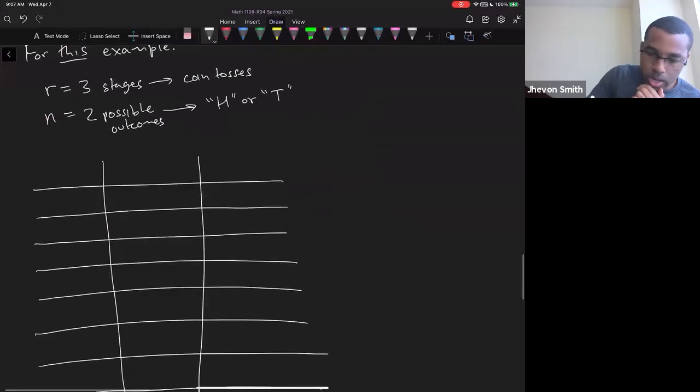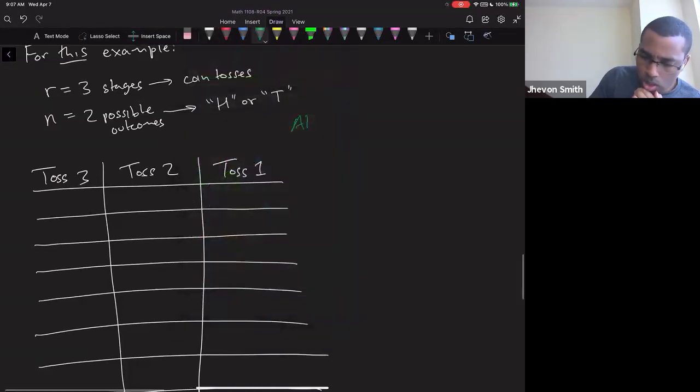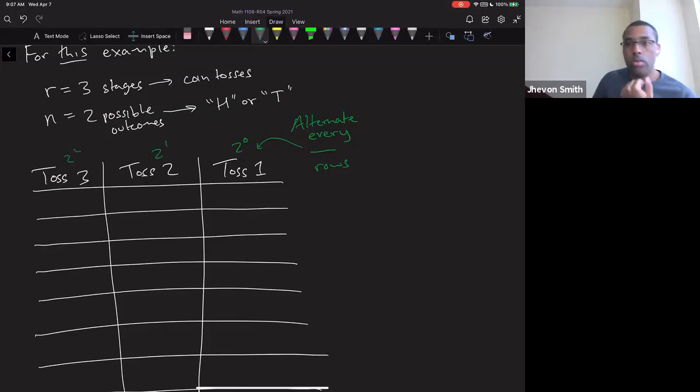7, 8. And now here, let this represent, say, toss 1, toss 2, toss 3. Now you're going to alternate every 2 to the 0 rows here. Here you're going to alternate every 2 to the 1 row. Here you're going to alternate every 2 to the 2 row, right?